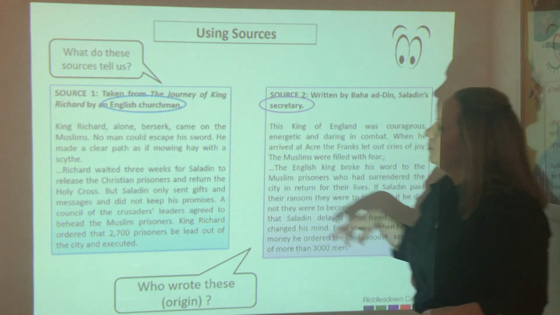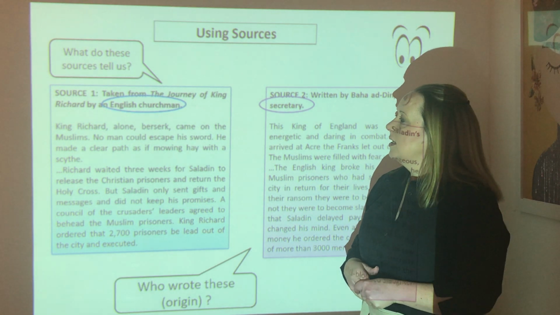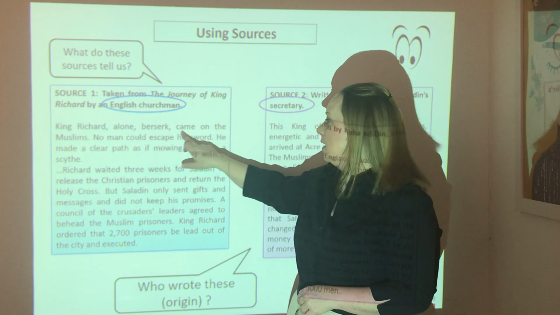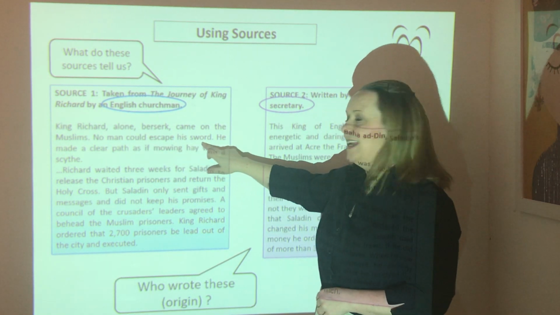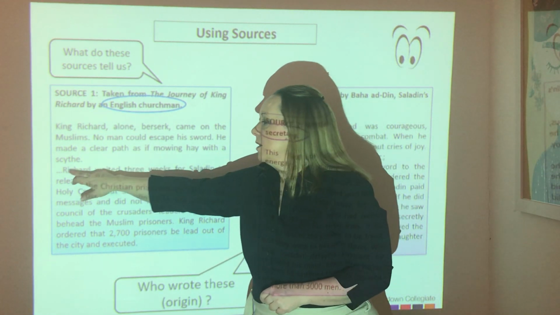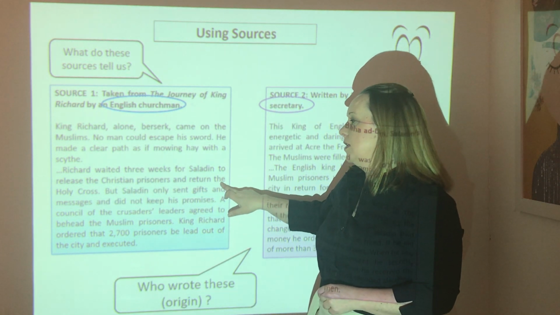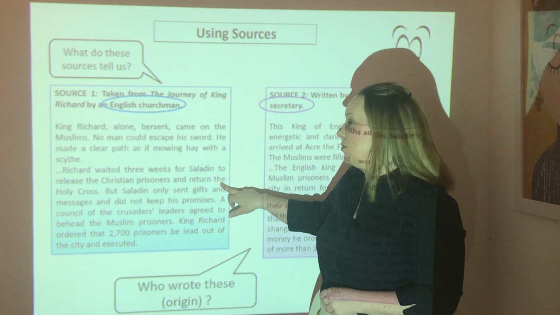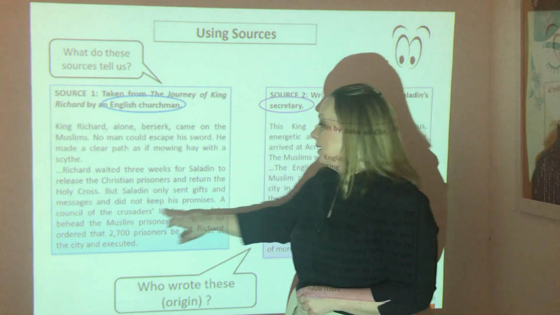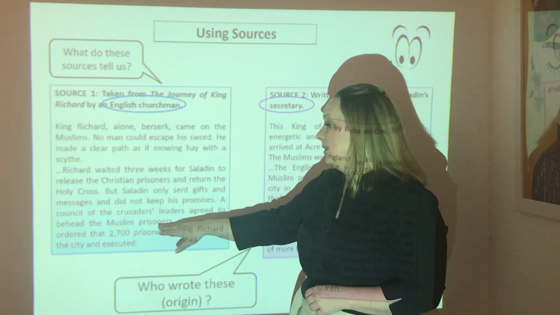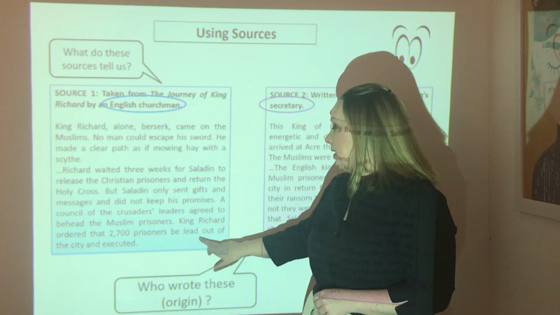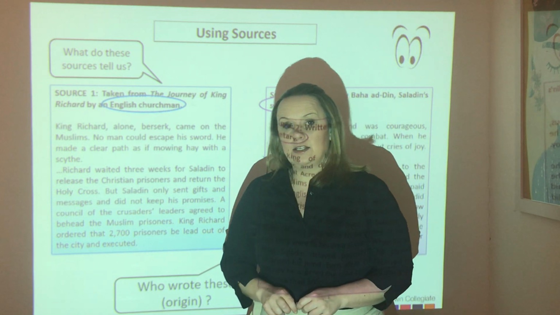So let's have a look at source 1, taken from the Journey of King Richard by an English churchman. King Richard, alone, berserk, came on the Muslims. No man could escape his sword. He made a clear path as if mowing hay with a scythe. Richard waited 3 weeks for Saladin to release the Christian prisoners and return the Holy Cross. But Saladin only sent gifts and messages and did not keep his promises. A council of the Crusaders' leaders agreed to behead the Muslim prisoners. King Richard ordered that 2,700 prisoners be led out of the city and executed.